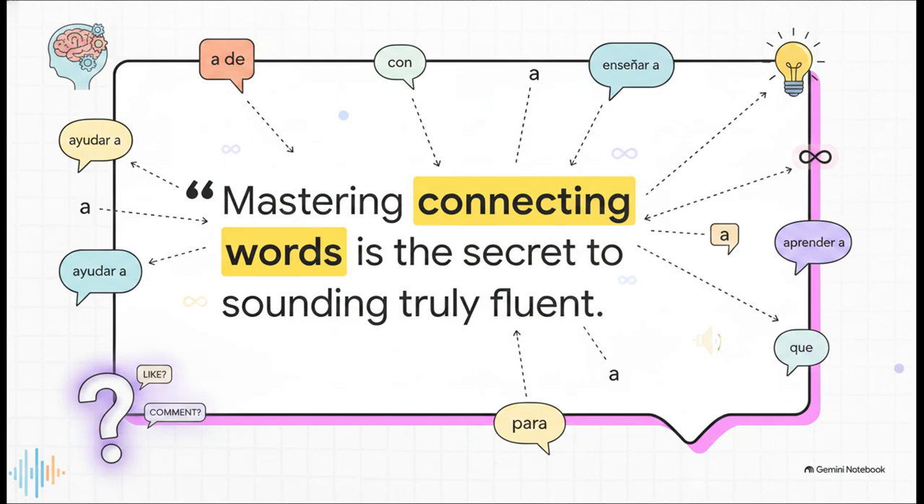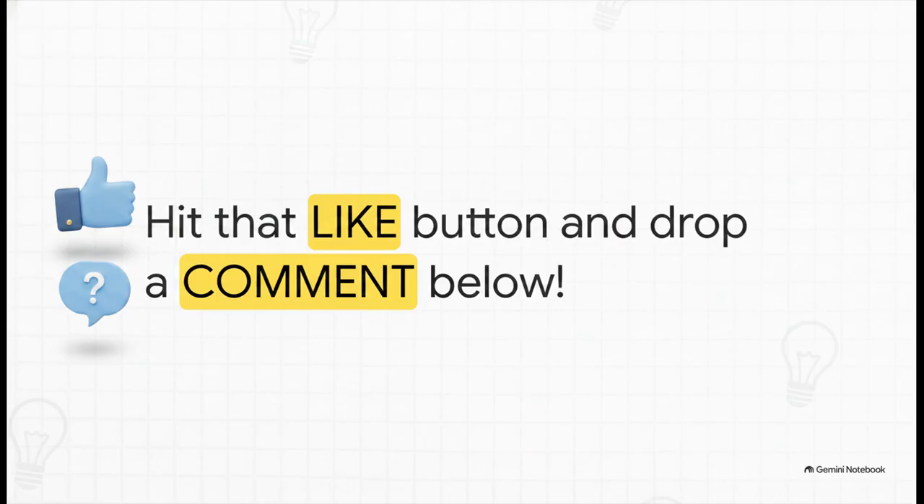I want to leave you with this final thought. Mastering the small connecting words, like the preposition a, is literally the secret to sounding truly fluent in Spanish. It's really not just about having a massive vocabulary. It's all about how you naturally glue those words together. So I leave you with this question to chew on. What other Spanish verbs are currently tricking you into translating directly from English? Think about it, keep practicing, and we will see you in the next explainer.